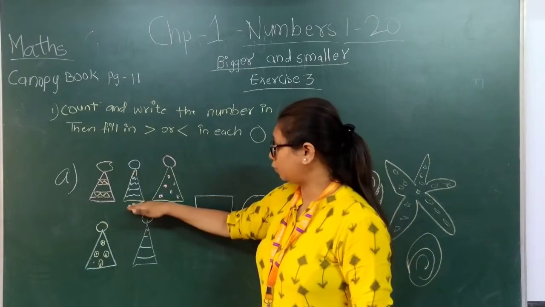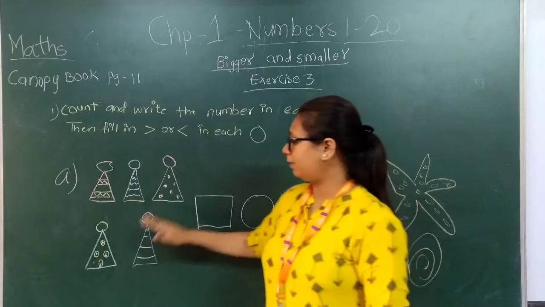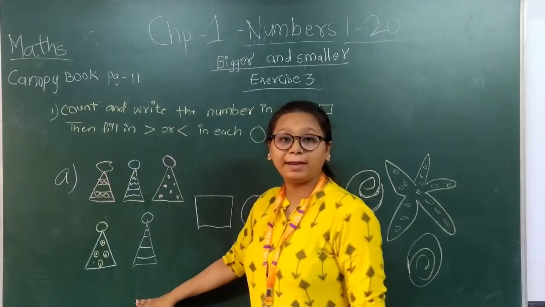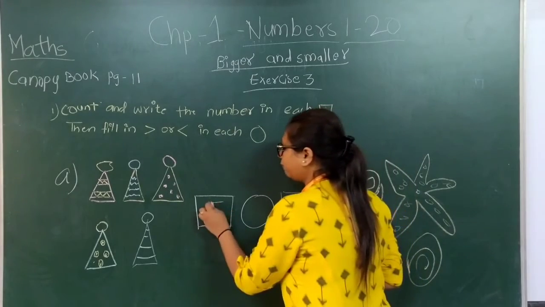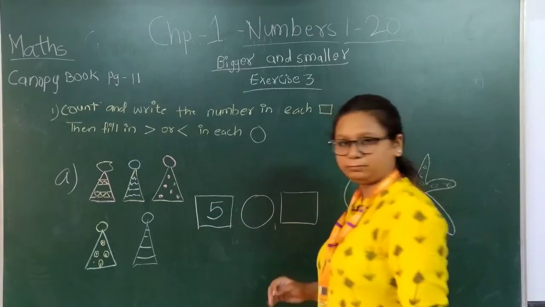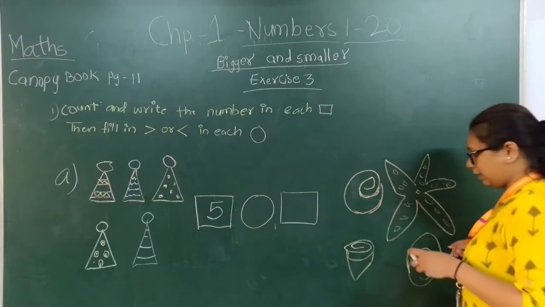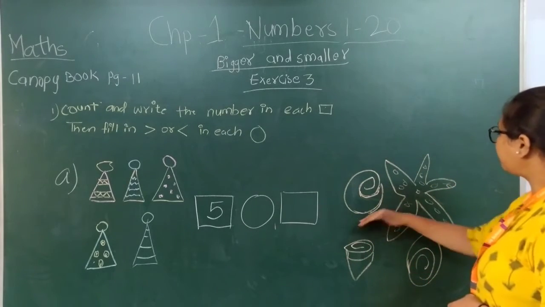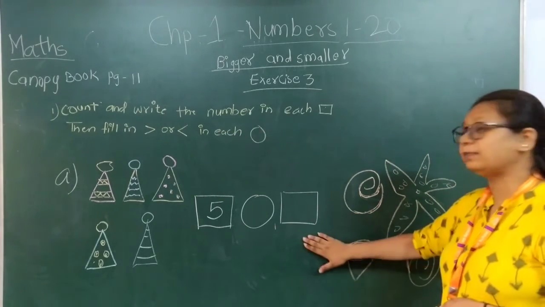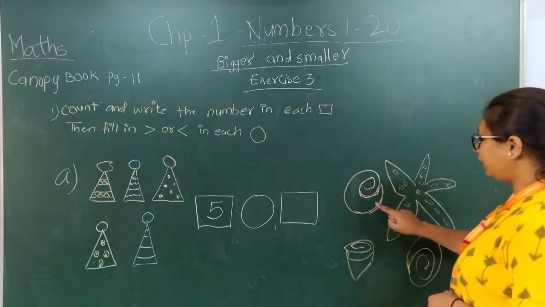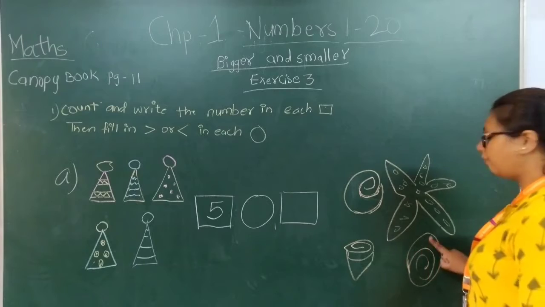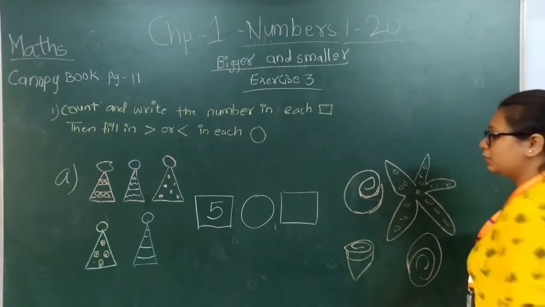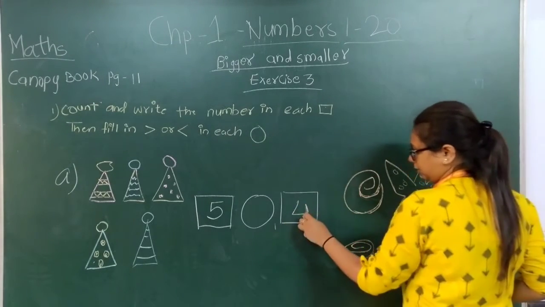1, 2, 3, 4 and 5. So there are in total 5 birthday caps. So we will write 5 over here. Okay, now moving to this one. Now you have to count the number of shells and write it in this box. Okay, so we will count 1, 2, 3, 4. 4 shells. So we will write 4 over here.